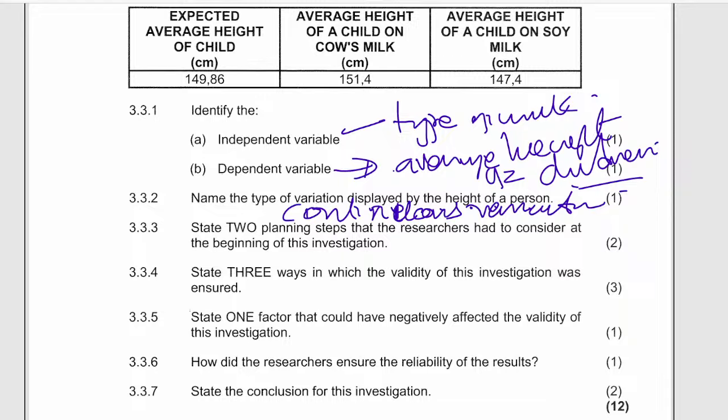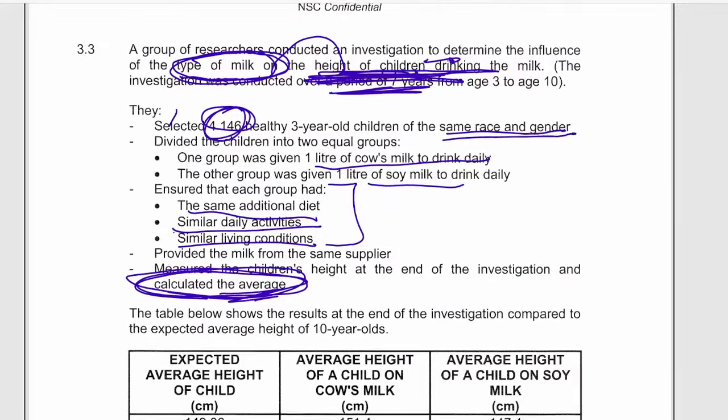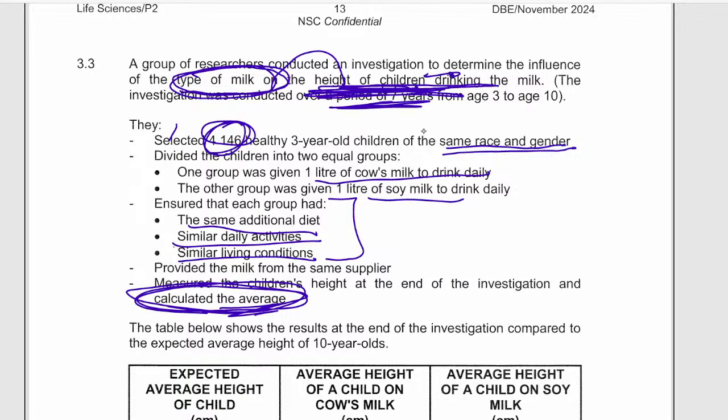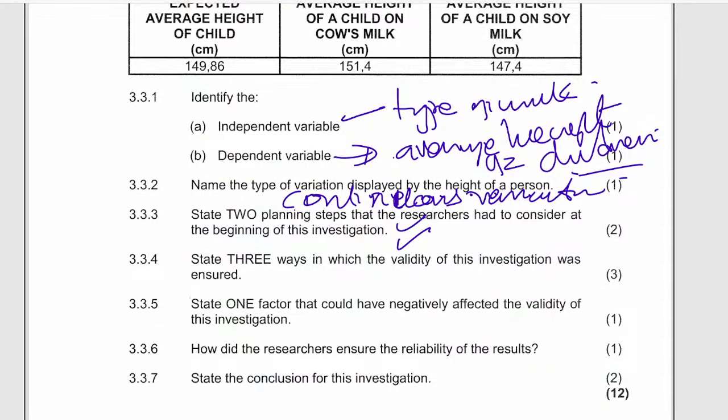Yes. Set 2, planning steps. If you talk about the planning steps, basically you select a large number of children, and ensure that the children have the same age, same race, same gender. Also, number 2, you can say ensure that all children are of the same age, same race, same gender. They talked about them here. I said that this is very important. They also talked about selecting a large number of individuals. So you are planning. You don't just find the kids and do an experiment with them. You have to plan for them.